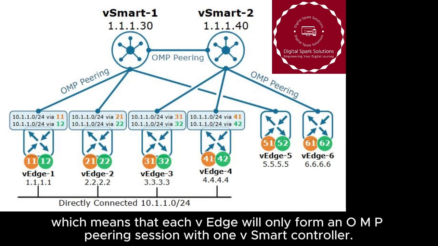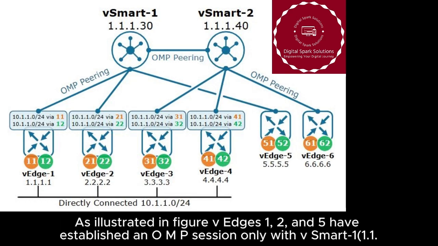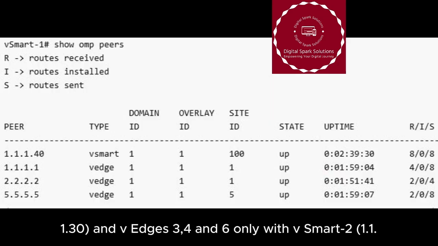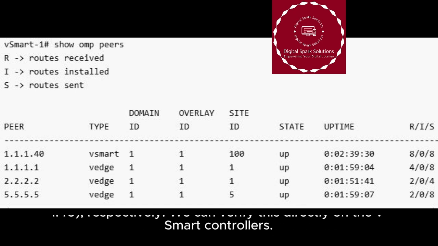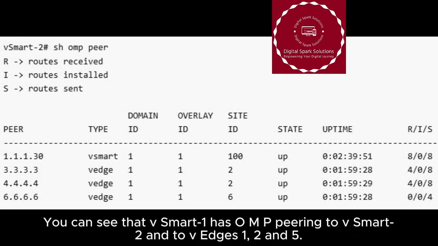As illustrated in the figure, vEdges 1, 2, and 5 have established an OMP session only with vSmart 1 (1.1.1.30), and vEdges 3, 4, and 6 only with vSmart 2 (1.1.1.40), respectively. We can verify this directly on the vSmart controllers. You can see that vSmart 1 has OMP peering to vSmart 2 and to vEdges 1, 2 and 5, and vSmart 2 has OMP peering to vSmart 1 and vEdges 3, 4 and 6.